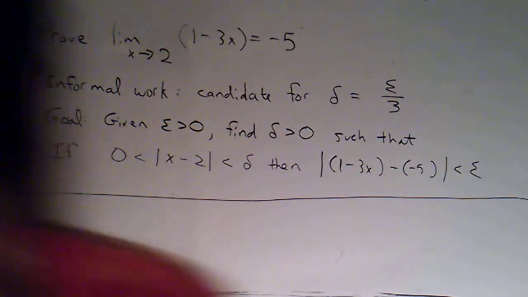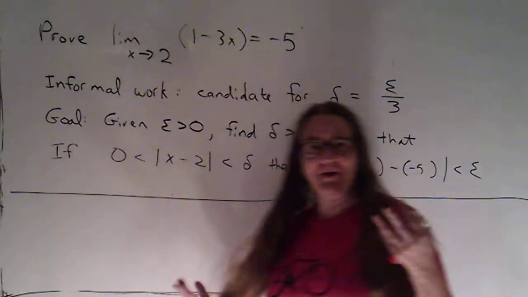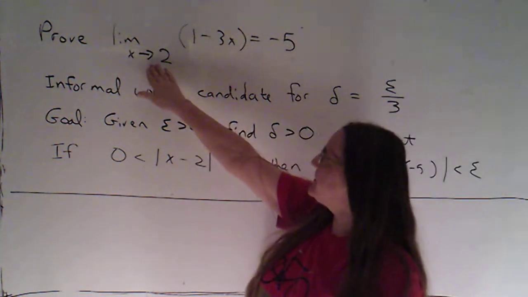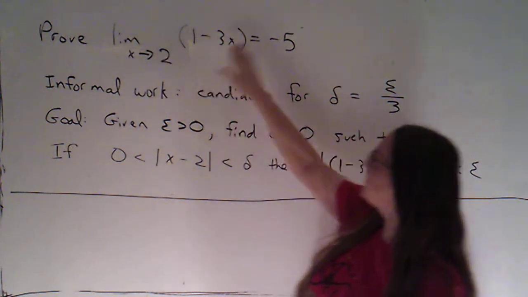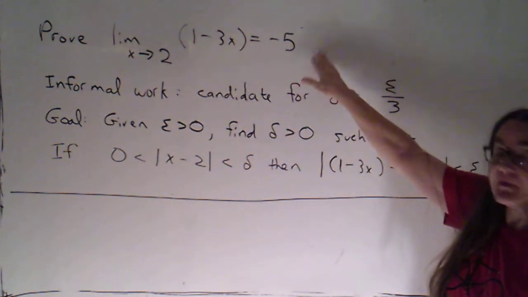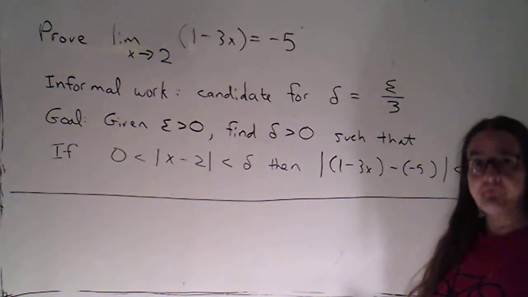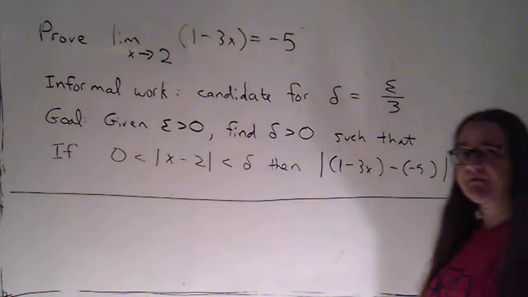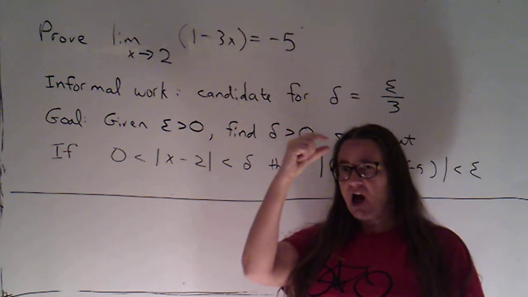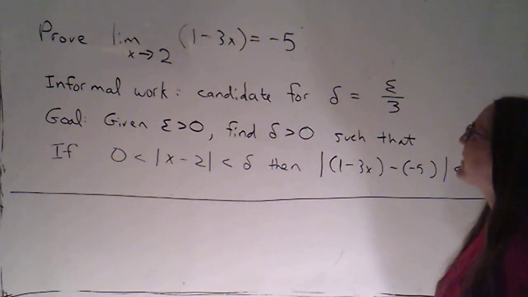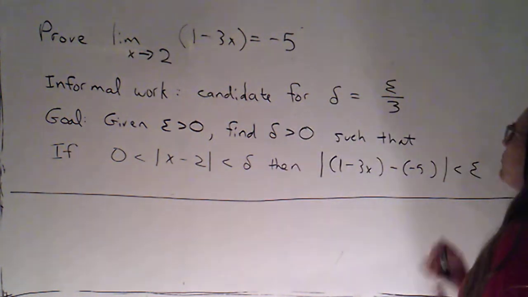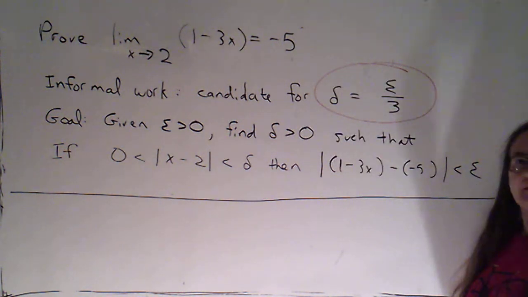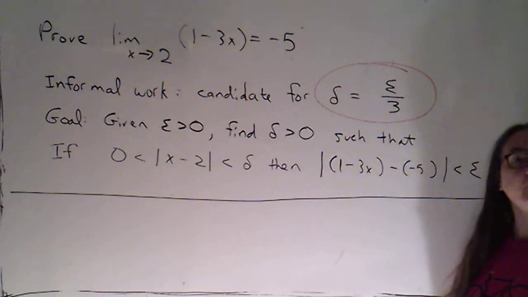At the top of the board here, I've recapped the problem that we're trying to work on and how far we've gotten. We're trying to prove that the limit as x goes to 2 of 1 minus 3x is negative 5. We did some informal work, and we found that if we were given a positive number epsilon, that was our tolerance for how close we wanted our y values to get to negative 5, we found this, what I'm calling a candidate for delta, that delta could be epsilon over 3.